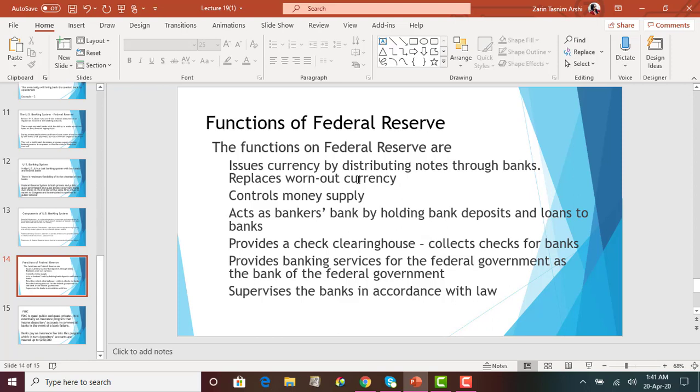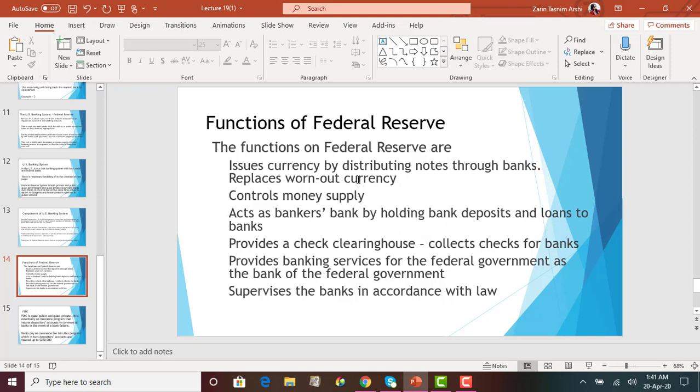Okay, then the second one is they will control the money supply, and as I said, one way they can do it is they can buy or sell bonds in order to control the money supply. There are other ways they can control it, which we will learn in chapter 12, but for now just know that one of their functions is to control the money supply.